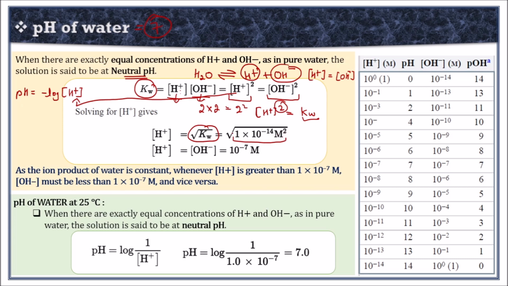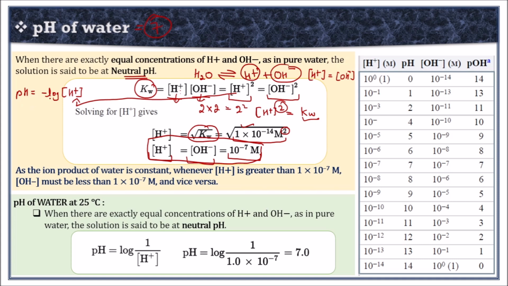Okay, so by taking under root of 1 into 10 to the power minus 14, the root of 10 to the power minus 14 is 10 to the power minus 7. And you can also see that this square is removed because of this under root. So the concentration of H plus and OH negative ion in pure water is 10 to the power minus 7 moles. Is that clear? Now, as we know the value of H plus concentration in water, we can determine its pH by using the same method that we discussed in the previous slide.